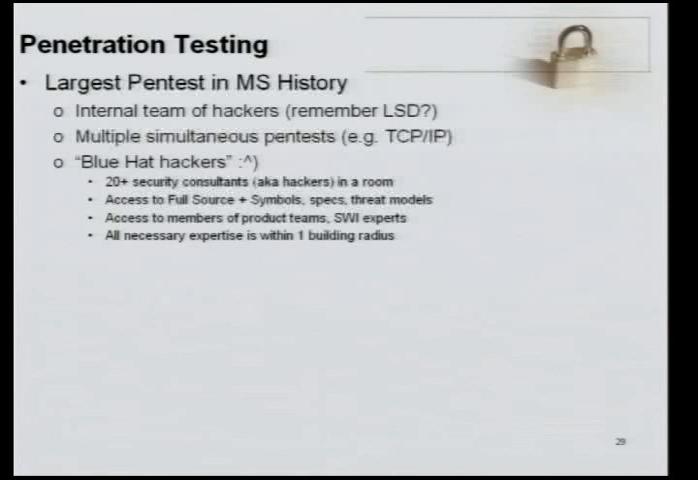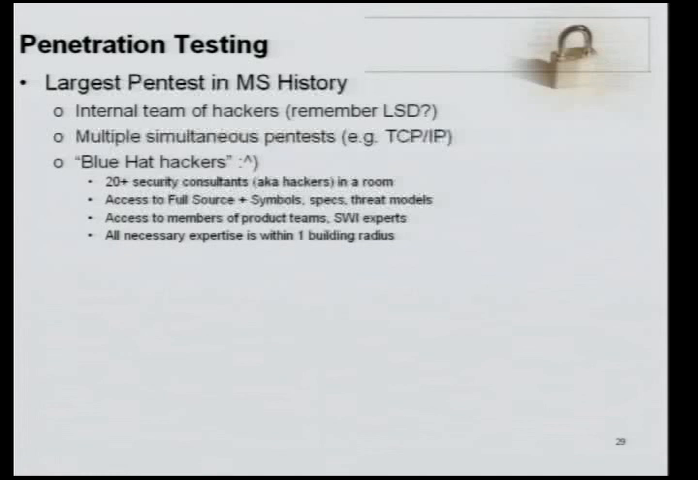And then we had what we call our blue hat hackers. Jim Allchin gave them this name in some press article. They really hated it, and so naturally the name stuck. These were over 20 different security consultants, basically in one or two rooms. And it's really like kids in a candy store here. They had full access to source code, full access to private symbols, specs, threat models, the whole thing, access to the product development team. Every question they ever had could be answered within a one building radius of where they were.